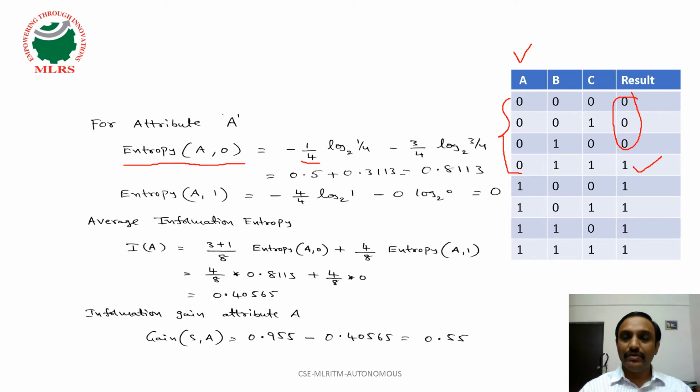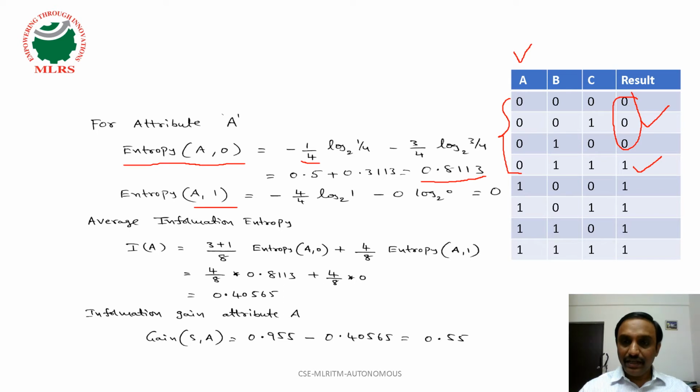In that, how many positive examples are there? 1 positive example. So 1 divided by 4, log 1 by 4 base 2, minus, how many negative examples are there? 3 negative examples out of 4 total. So 3 by 4 log 3 by 4 base 2. By taking that value, we get 0.8113.